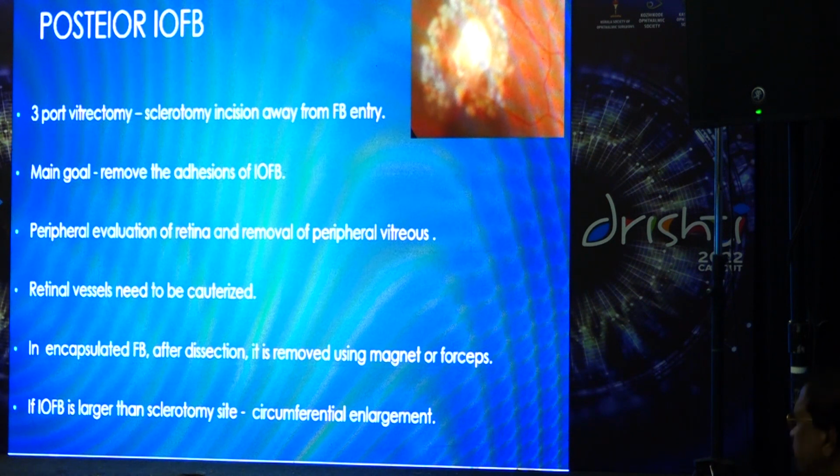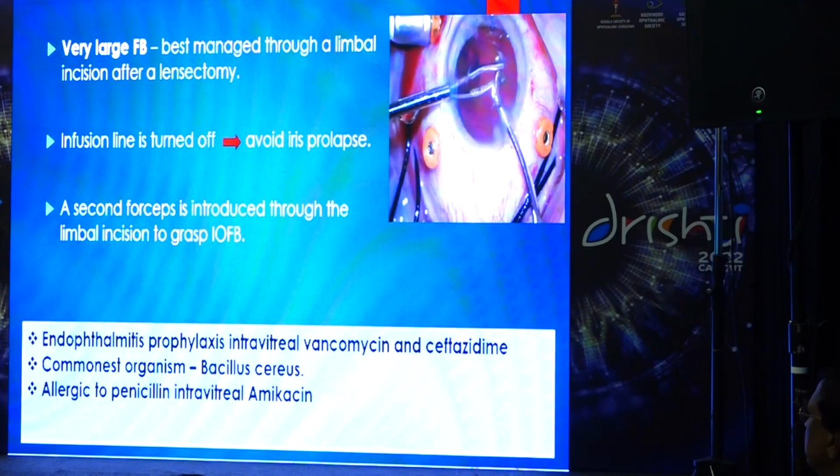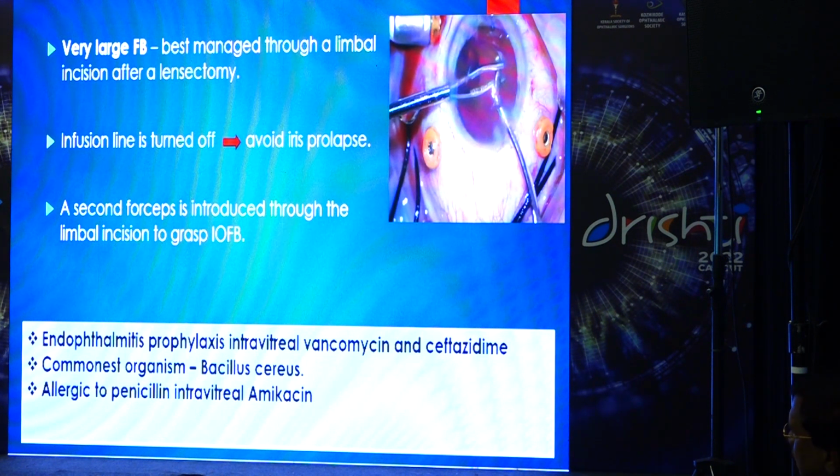In case of an encapsulated foreign body, after dissection of the foreign body, it should be removed using a magnet or forceps. And if the intraocular foreign body is larger than the probe or the sclerotomy site, we have to circumferentially enlarge the sclerotomy. A very large intraocular foreign body is best managed through a limbal incision after lensectomy. So we have to turn the infusion line off to prevent any iris prolapse. Then the posterior chamber intraocular foreign body is brought into the anterior chamber through the pupil, a second forceps is introduced through the limbal incision, and it is brought out of the anterior chamber, and the limbal incision is closed.